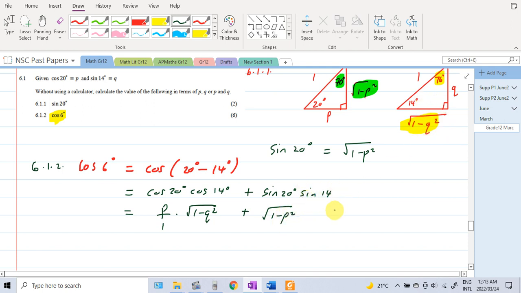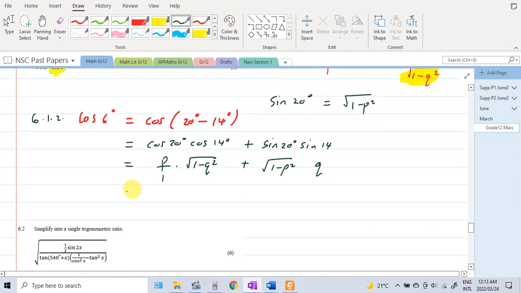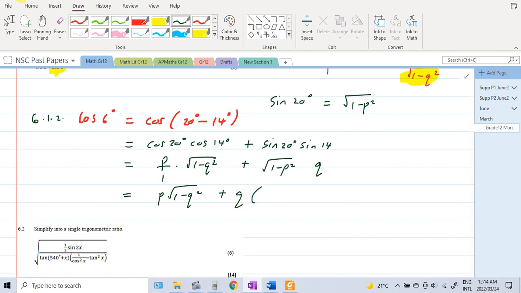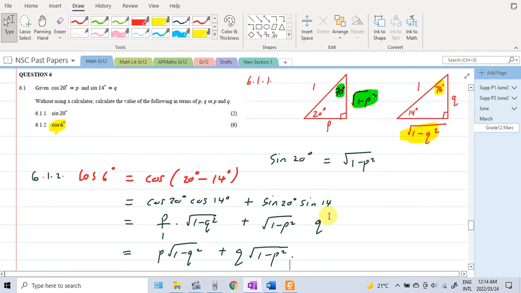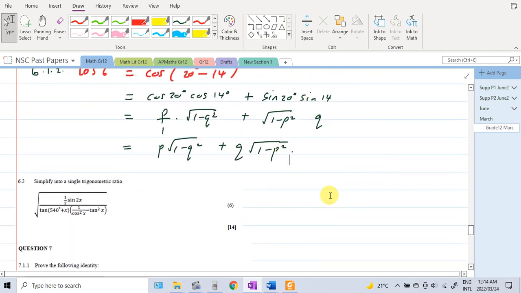So these two things can't be simplified, so we just say p times the square root of 1 minus q squared, there are no like terms, plus q times the square root of 1 minus p squared. We can't do much here, so leave the answer just like that, because they said to write the following in terms of p and q. Anything, write it in terms of p and q. Right, so next question, let's see what we have here.